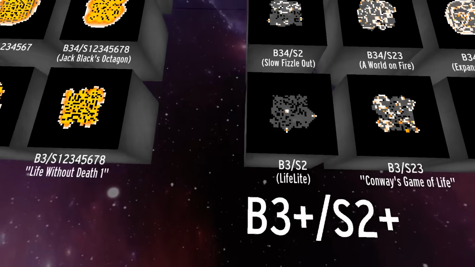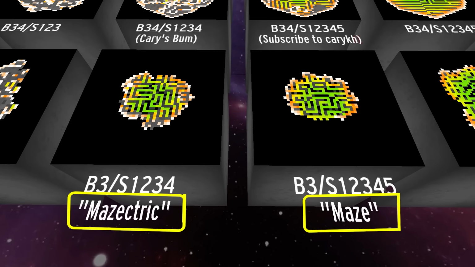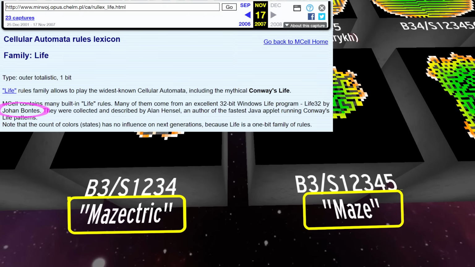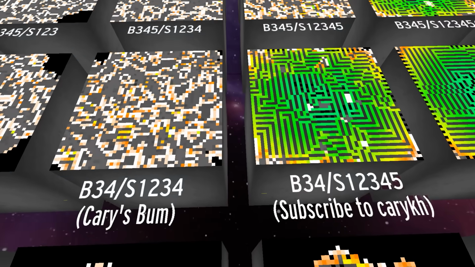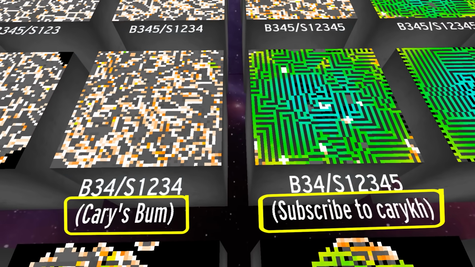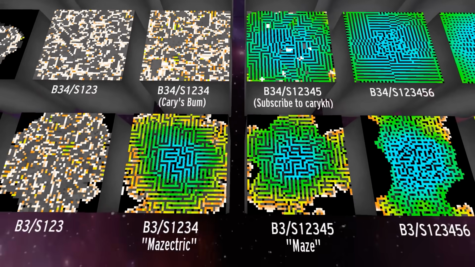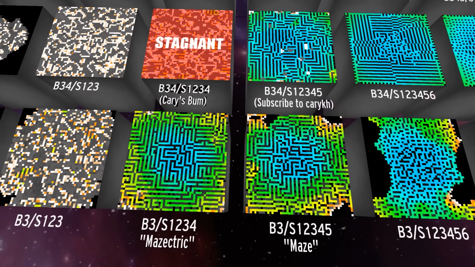By the way, when you see a universe's name in quotation marks, that means someone else named it, like perhaps Johann Bontes or Alan Hensel. And when you see a universe's name in parentheses, that means I named it. I know it's really hard to tell the difference sometimes, but I hope that clears things up.